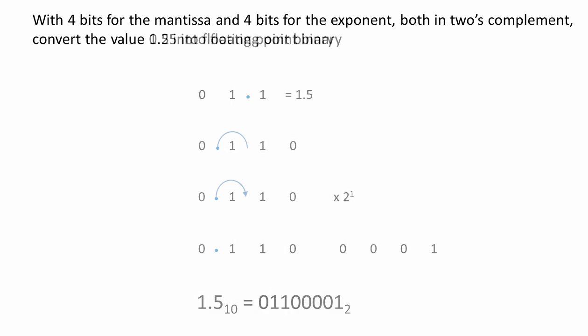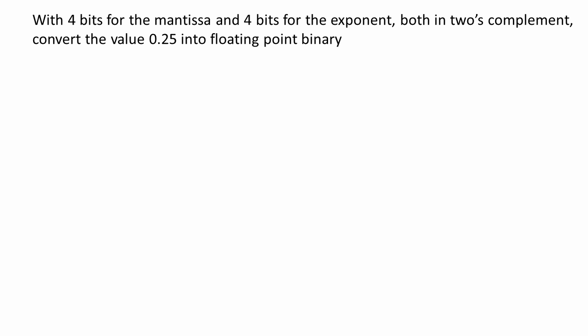Let's see one more positive number for now. This time 0.25. Again, we're using 4 bits for the mantissa and 4 bits for the exponent, both in 2's complement. First, calculate 0.25 in pure binary.